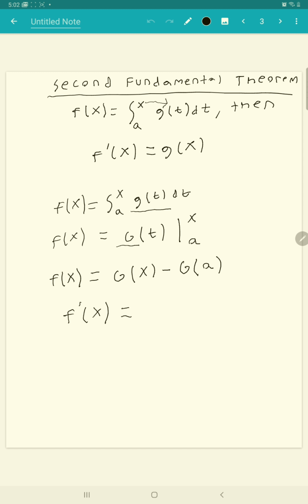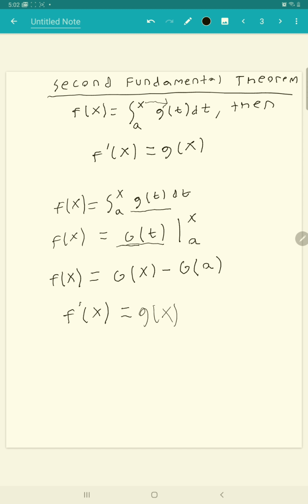Well, what we do when we have an integral, let's just work through this. We find the antiderivative of a function, which we are representing as uppercase G of t, and then we plug in the bounds. So uppercase G of x minus uppercase G of a equals f of x. And then if we want to find the derivative of that, the derivative of G of x is just lowercase g of x, minus the derivative of uppercase G of a.